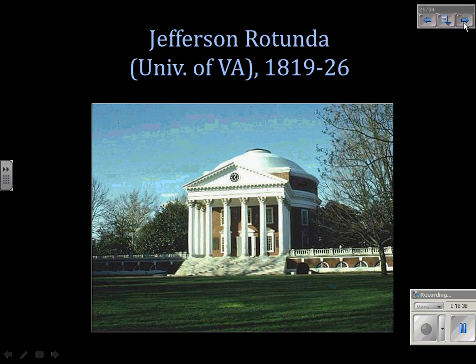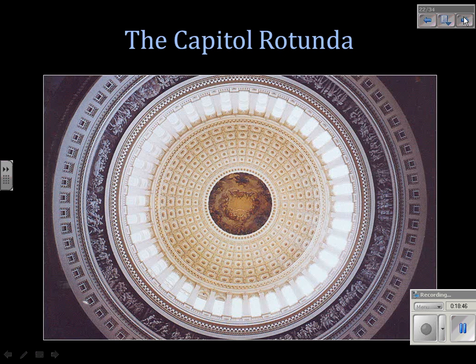Here we have Jefferson's Rotunda at his house, at the University of Virginia. Again, gorgeous, very neoclassical in its lines. And of course, the Capitol Rotunda itself, the beautiful and exquisite symmetry that is going to be so much associated with ancient Greece and Rome.